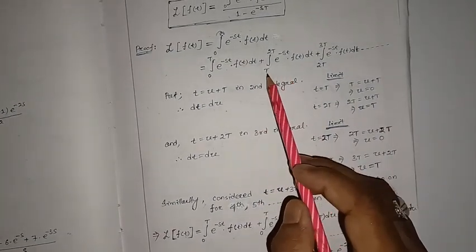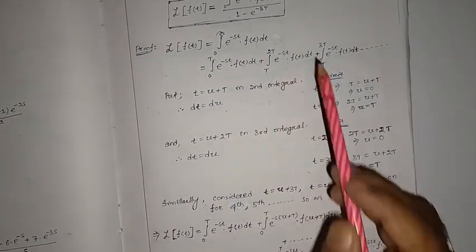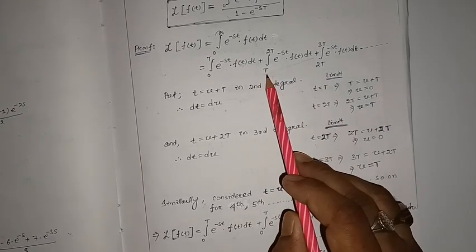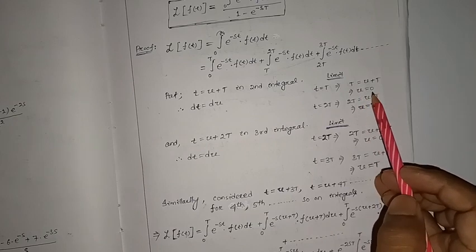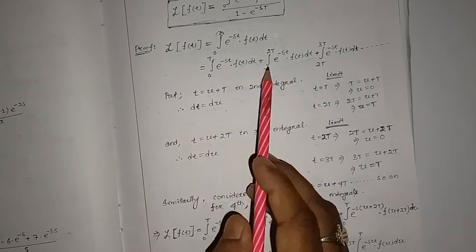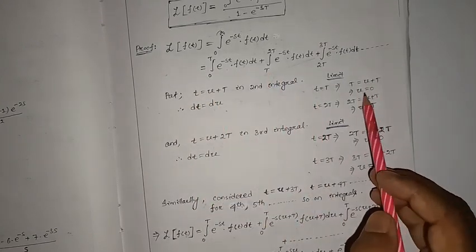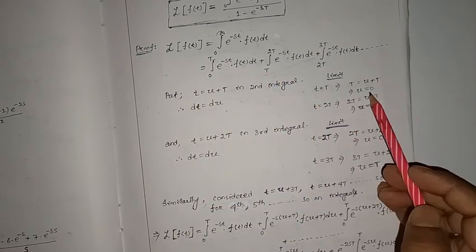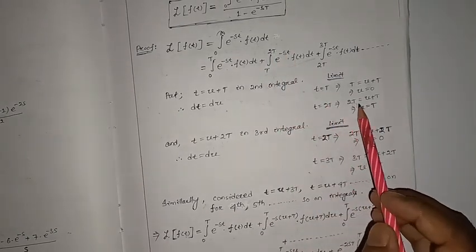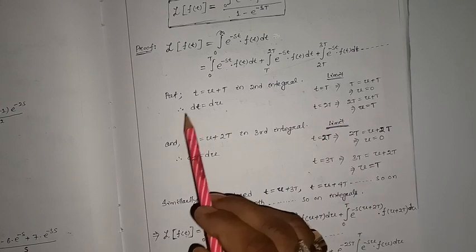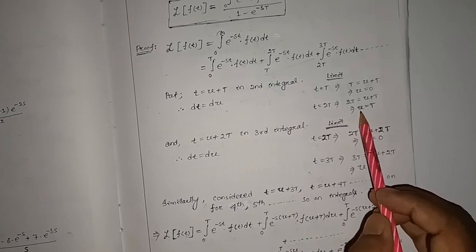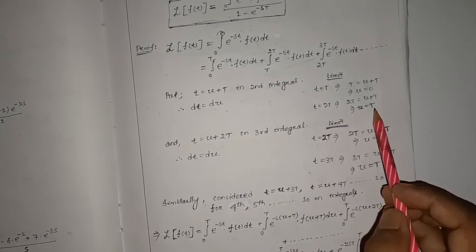So for the second integral, when t equals capital T, the lower limit, then u will be equal to 0, because we considered t equal to u plus capital T. So when t is capital T, obviously u is equal to 0, since T minus T is 0. When t equals 2T, the upper limit, that means instead of t we consider 2T: 2T equals u plus T, so that implies u equals T.